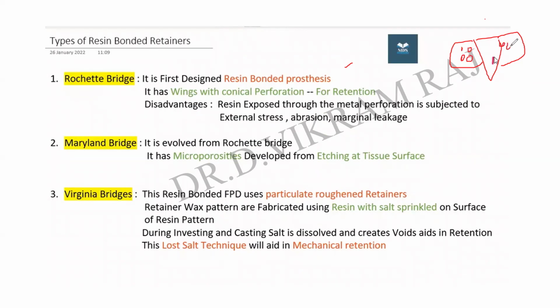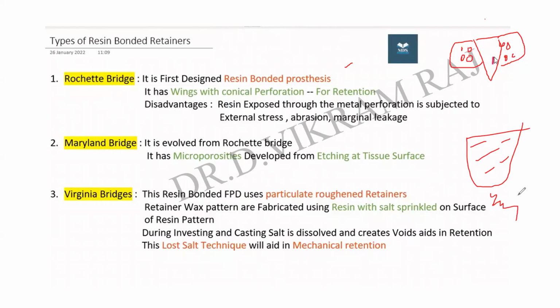Also, I can say the wings are present, and there are conical perforations for the retention to be achieved. And Maryland bridges evolved from the Rochette bridge, and they have micro porosities developed from etching the tissue surface of the crown. So thereby we get a rough surface area. But it is also poor in stability and support. Thereafter, the Virginia bridges came into light.